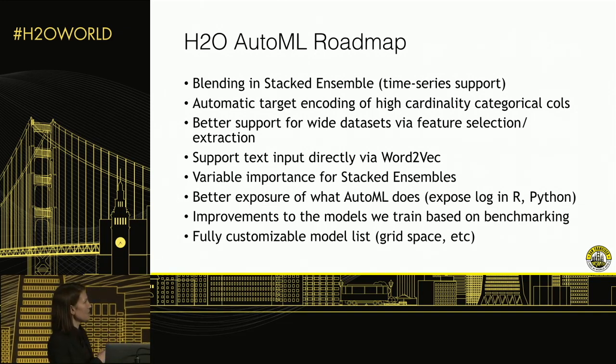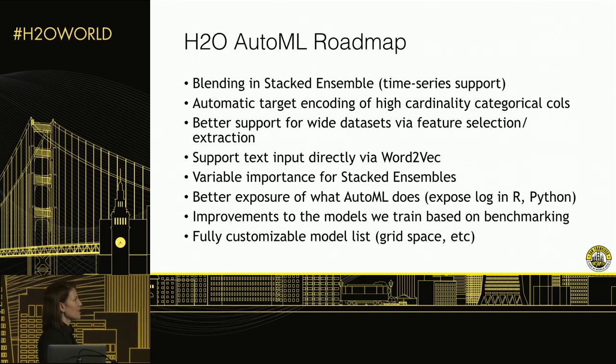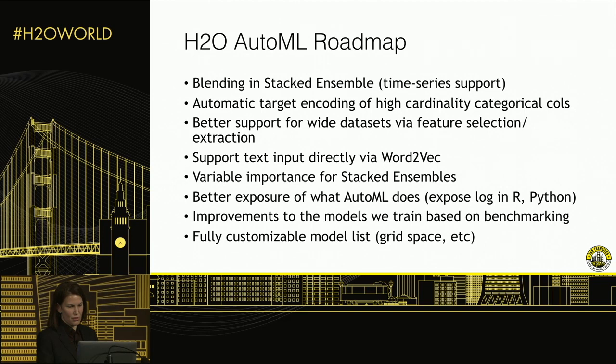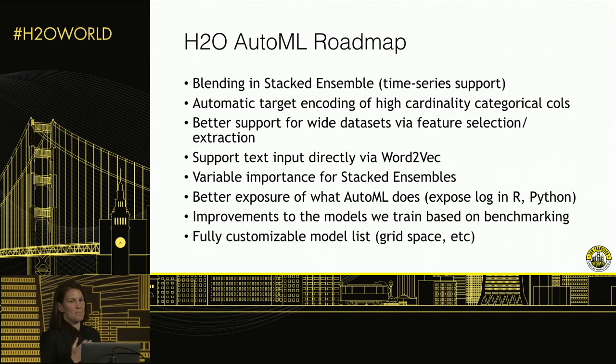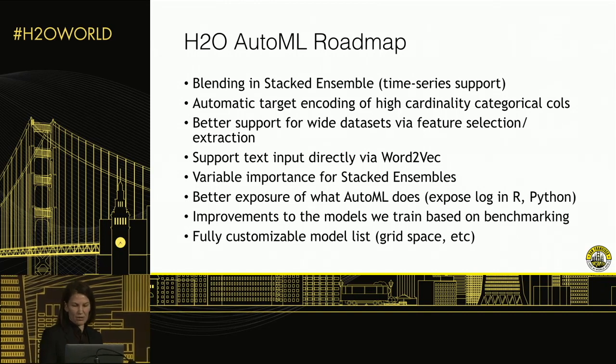And then, of course, we're going to do automatic target encoding so that you don't have to think about, do you have a zip code in your data? Do you have other columns that are going to blow apart your machine learning algorithm? So we want to do that automatically. Then other things is just better support for wide data sets. And we'd like to support text input directly because we have Word2Vec in H2O. So it's just basically adding a little wrapper around that so that we can read the text in and then apply Word2Vec and then proceed with AutoML once the text has been encoded.